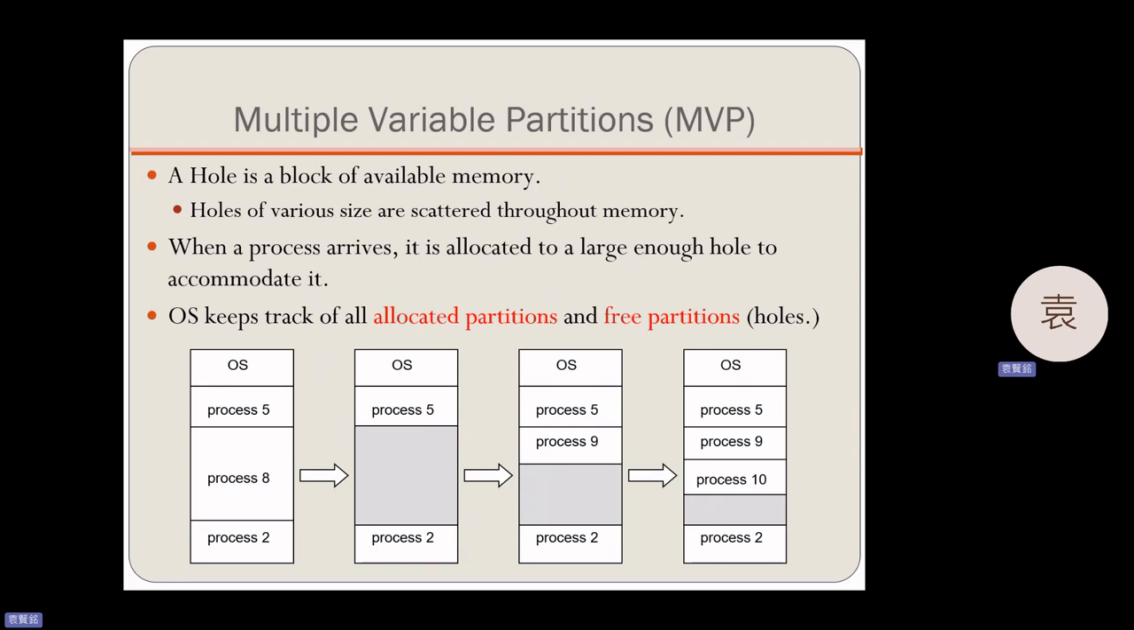So the size of the free memory changes dynamically. It depends on the allocation sequence. Whenever a process arrives, it's allocated to a hole which is big enough. After the allocation, the remaining part of this hole is still available. As long as the operating system can keep track of all the allocated portions and free portions of the memory, it's fine.